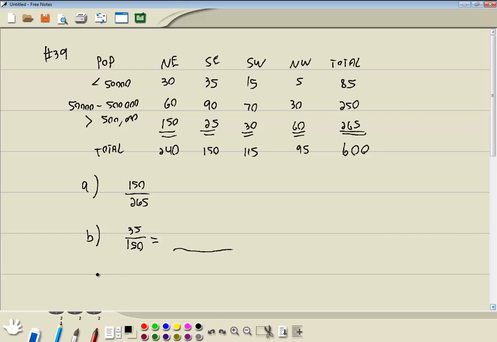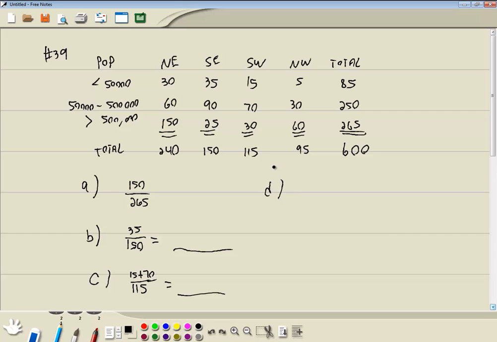C. Given that the restaurant is located in the southwest, so we're looking at only the southwest column. So that's 115 down here. What is the probability it is in a city with a population of 500,000 or less? Okay, 500,000 or less would be the first two here. So I'm looking at the southwest column, and if I add these together, that's 15 plus 70, because again, they said 500,000 or less, which would be this one and this one. And then whatever that gives you, you plug in your calculator.